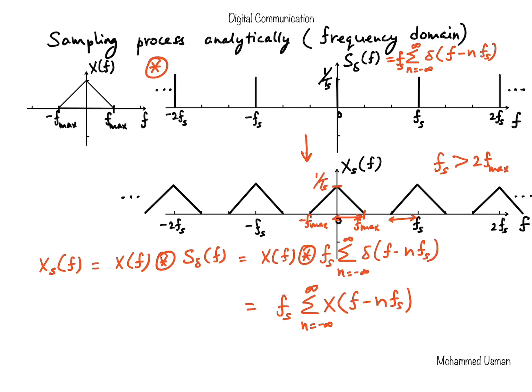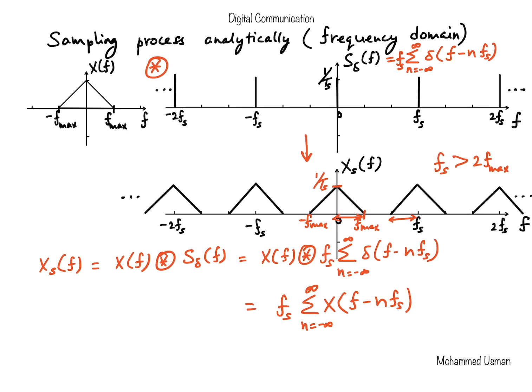So we see analytically now that the process of sampling indeed produces a spectrum where the spectrum of the sample signal contains replicas of the original continuous signal spectrum at integer multiples of the sampling frequency, right? So that's our analytical representation of the sampling process.